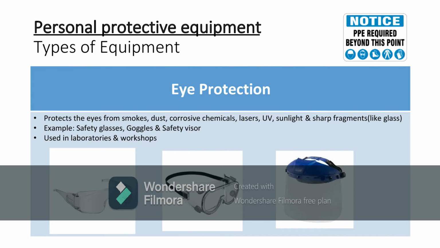The third type is the eye protection. It protects the eye from smoke, dust, corrosive chemicals, lasers, UV, sunlight, and sharp fragments. It is used in labs and workshops.